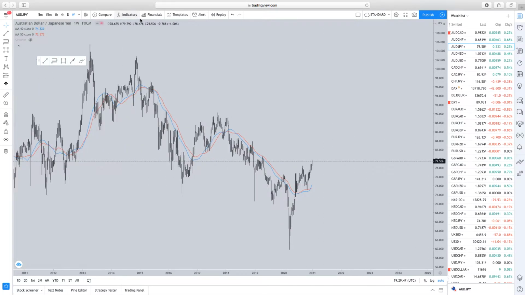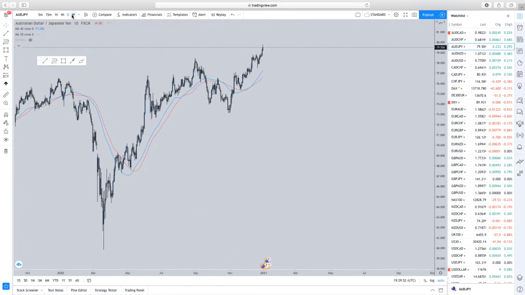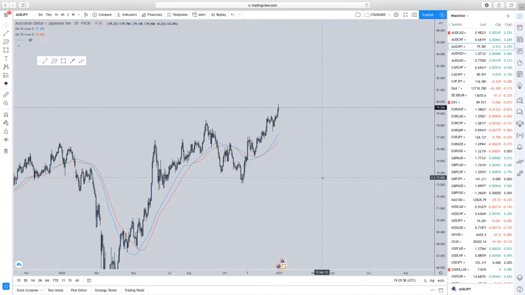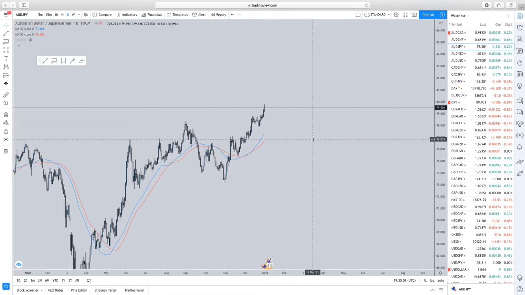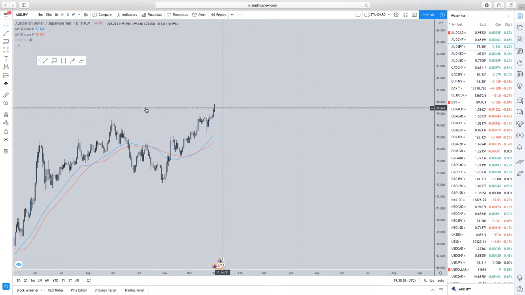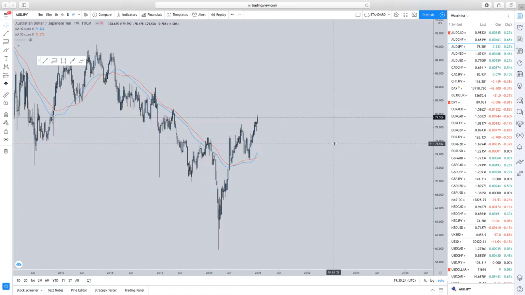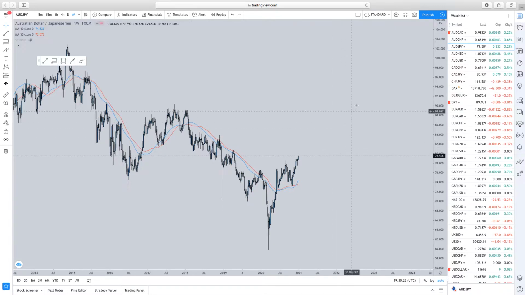AUD JPY. Let's have a look. I usually look for rejection candles on the daily as well, just to see if there's a reversal pattern. Like for example, like AUD CAD, you might see this fall down here to touch the moving averages. No, nothing here that's interesting.